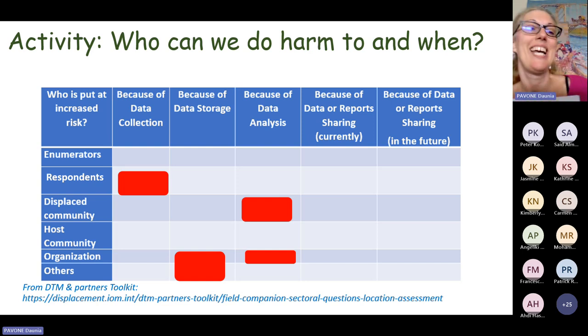Now, this is a little activity that I'd like to do with you, because otherwise I get tired of hearing my own voice. I'd like you to respond either in the chat, but I'm very happy to hear your voice, so unmute yourself if you want to answer. I'm going to read three brief scenarios, and I'd like you to reflect on each one of them. I'll start the first one, and then I'll stop and ask you some questions. I'd like you to reflect on the scenario and tell me who you think we're putting at risk in that situation, and at which step of the data management process: whether we put people at risk when we collect, store, analyze, or share the data. And who are we putting at risk? The enumerators, the respondents, the displaced community and host community in some cases, the organizations themselves, or others, if you think there are other people we're putting at risk with that behavior.